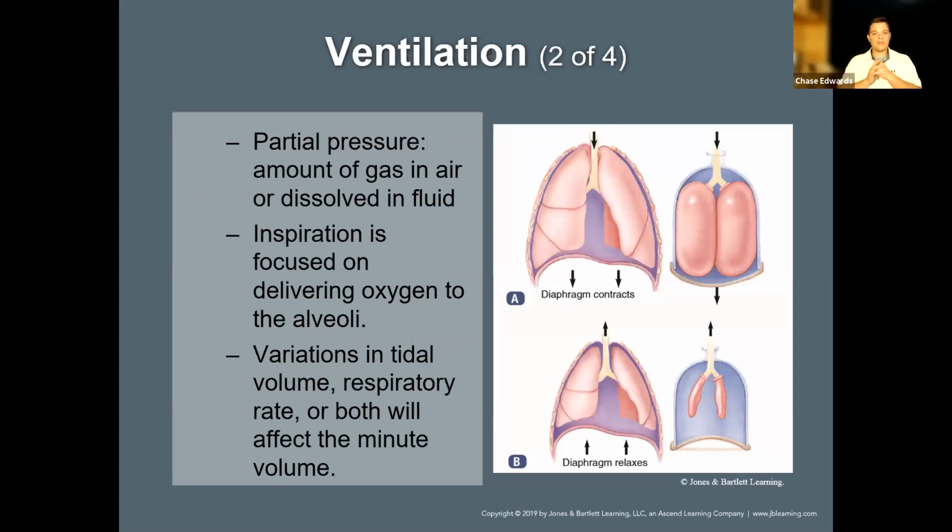All right, so let's get into partial pressure. Partial pressure describes the amount of gas in air or dissolved in fluid, such as blood. It's measured in millimeters of mercury, and the body attempts to equalize the partial pressure, which results in oxygen diffusion across the membrane into the blood. Atmospheric pressure is normally higher than the air pressure within the thorax, and for good reason. It keeps it from overinflating, right?